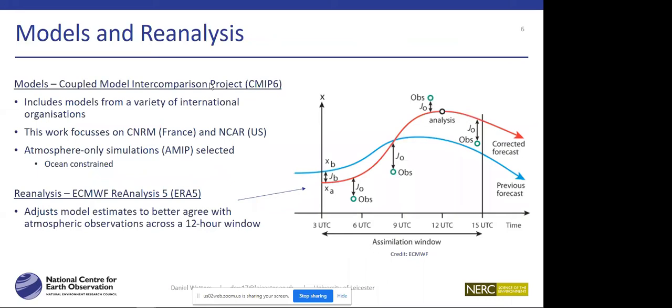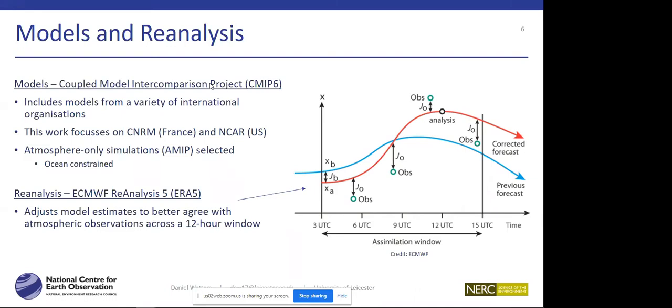So as well, for the analyses, I use models from the Coupled Model Intercomparison Project. This is simply a vast array of different international models from around the world. In this work, I focus on 2 different models: one from France called CNRM, and one from the US called NCAR.